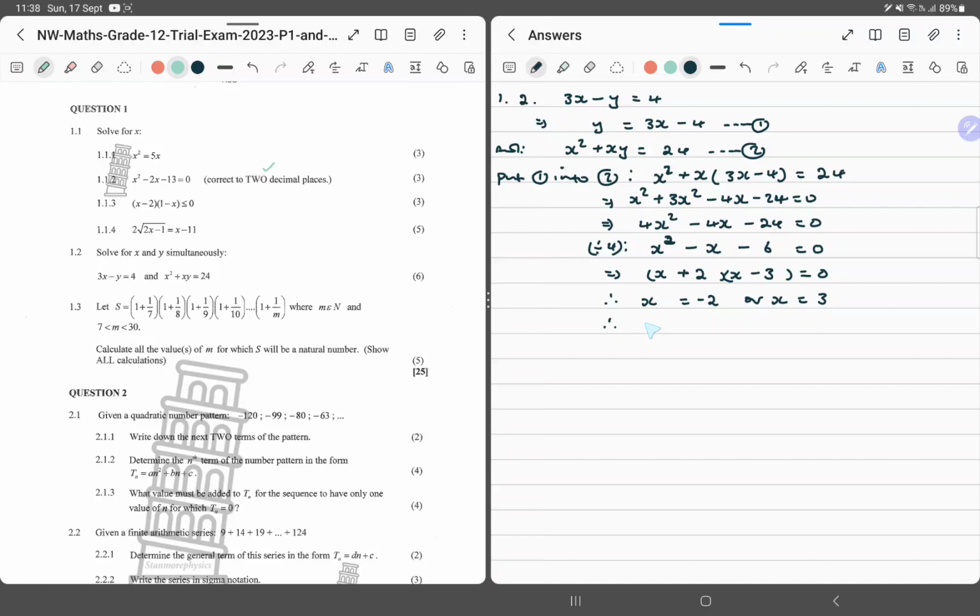Therefore, we substitute the x values into one of the equations. Y is going to be 3 into minus 2 minus 4.